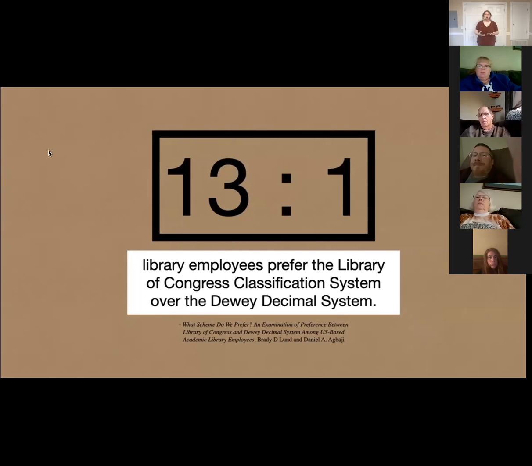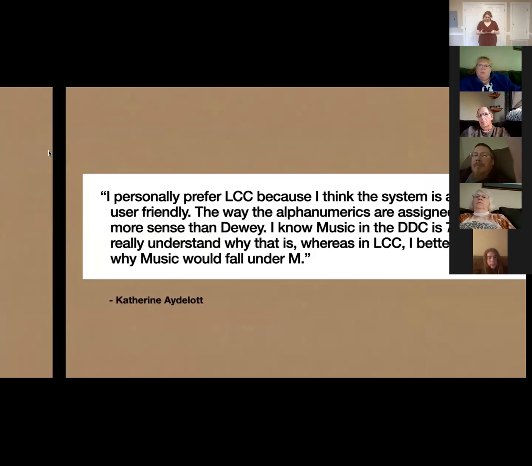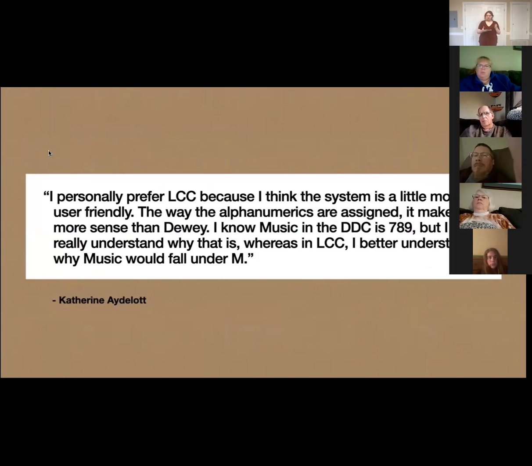I asked one of my coworkers which system they preferred, seeing as they also interact with these systems daily. When asked, she stated, "I personally prefer Library of Congress system because I think the system is a little more user-friendly. The way the alphanumerics are assigned, it makes more sense than Dewey. I know music in the Dewey Decimal System is 789, but I don't really understand why that is. Whereas in the Library of Congress system, I better understand why music will fall under M."